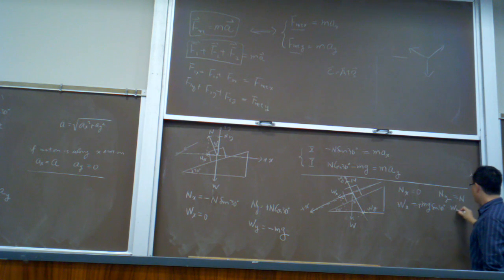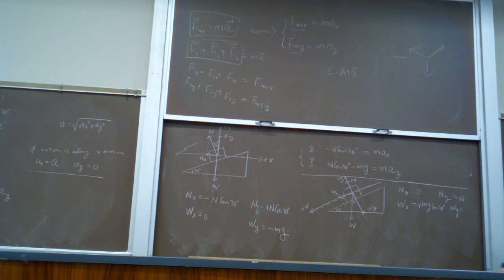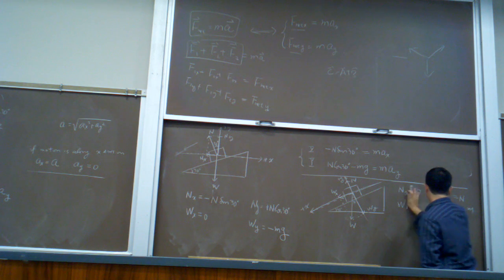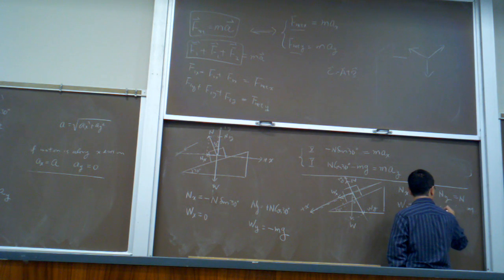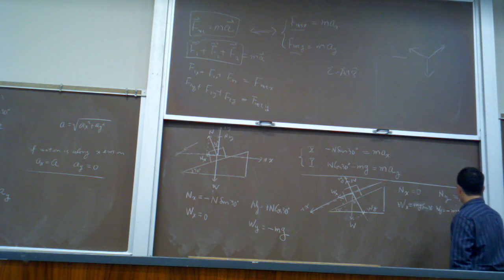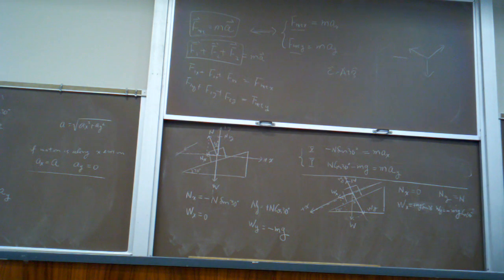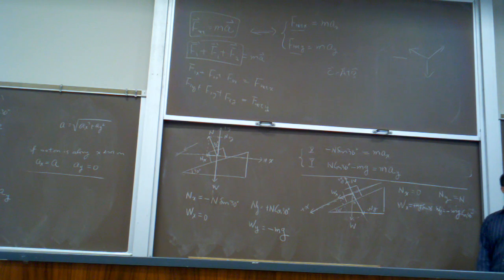And what is Wy? mg cosine 30, negative: negative mg cosine 30 degrees. Okay? We check these expressions. Do you have any question about whatever sine, cosine, or positive, negative?